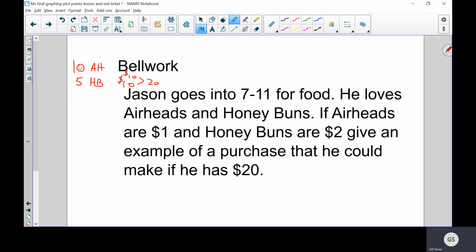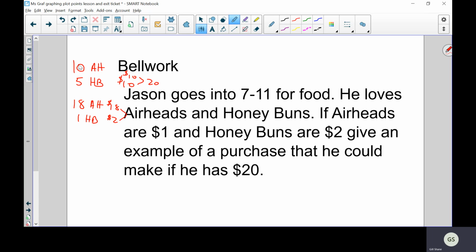Here's another one. Yeah, maybe still chargers. Look, 18 airheads and 1 honey bun. 18 airheads, 1 honey bun. That would be $18 plus $2. Yep, that would be $20. That would work. Hey John, what do you keep saying? I said 1 and 1. Hey John said 1 and 1.